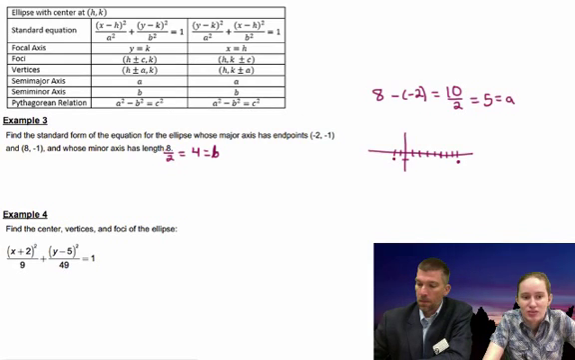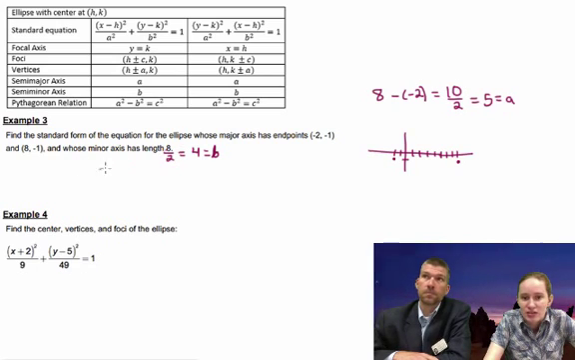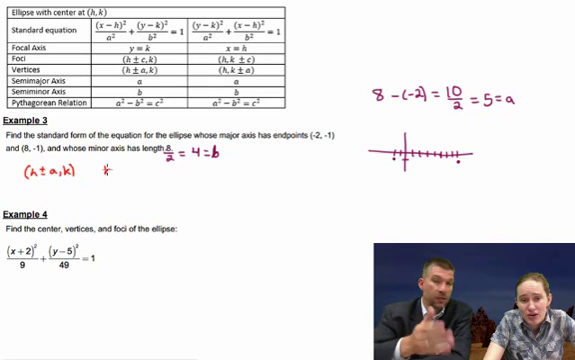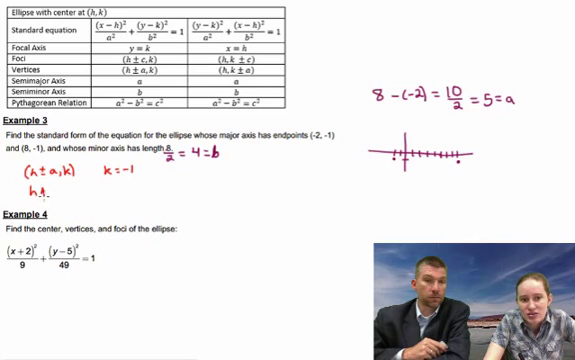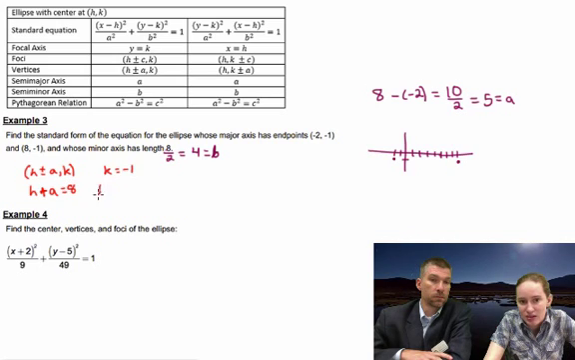And so this is where, since they gave us the vertices, our vertices are (h plus or minus a, k). And so the k part never changes, so we know what that is: k is -1. So h plus a has to equal one of those numbers, and h minus a has to equal the other one. So it's probably going to be this situation.